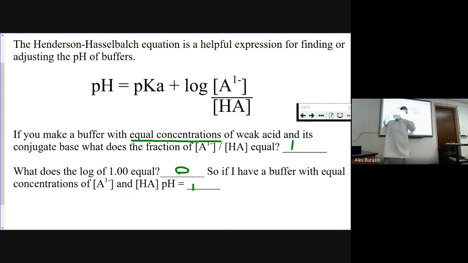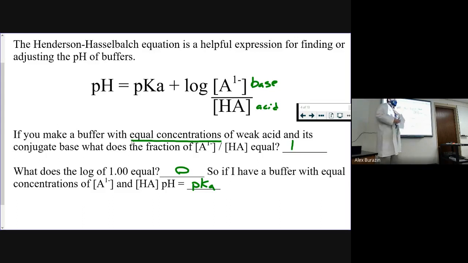So this is the Henderson-Hasselbalch equation. We're going to use it a ton. pH equals pKa plus the log of A1 minus over HA. Now, to make your life a little easier, you might want to call this base. You might want to call this acid, because sometimes it gets confusing as to which one should be on the top and which one should be on the bottom of your fraction. It can get a little confusing.